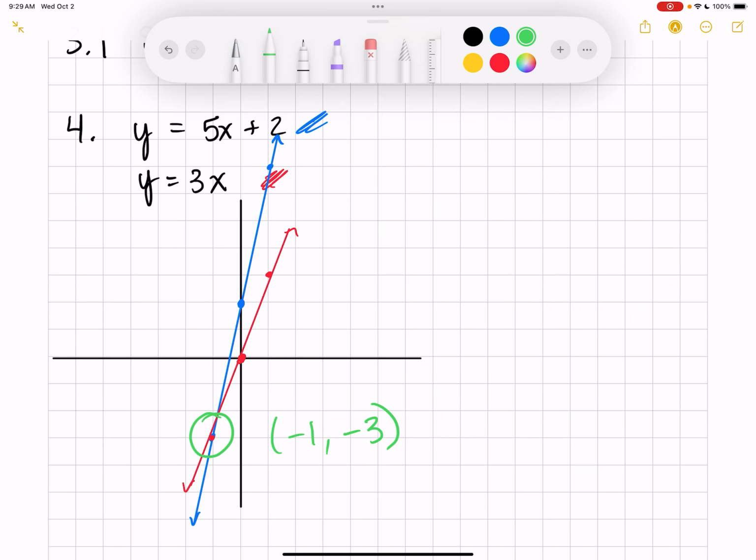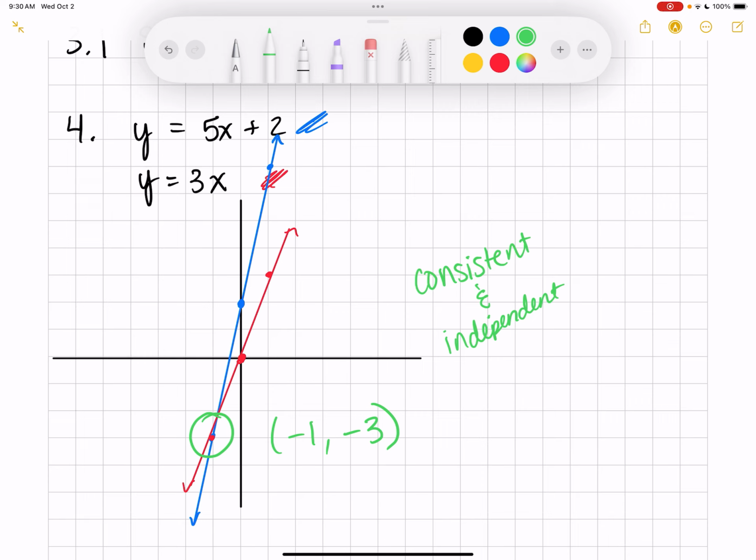Wait, isn't it independent because there's only one solution? Independent is exactly one solution, so it'd be independent. It's independent and consistent. But then, how would you have more than one solution? If it's the exact same line. I just said it has to be the same line.